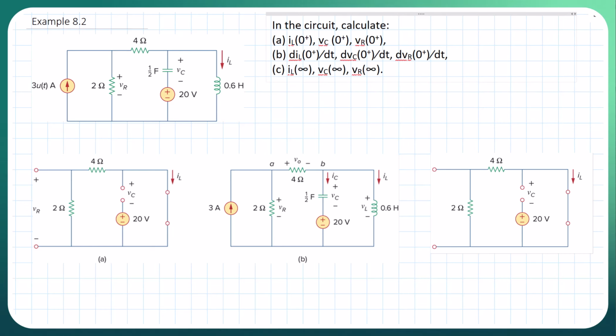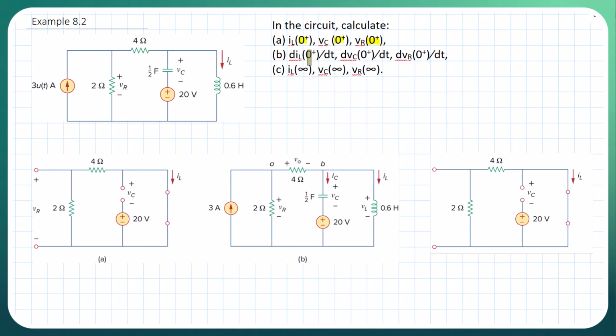Let's take a look at the circuit here. We have the circuit on the left side, top left, and we want to calculate a couple things. We want to calculate the inductor current, the voltage across the capacitor, and the voltage across the resistor at time t0 plus, so t greater than 0 in this case.